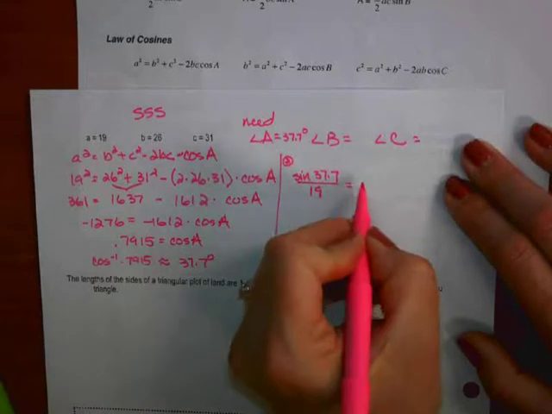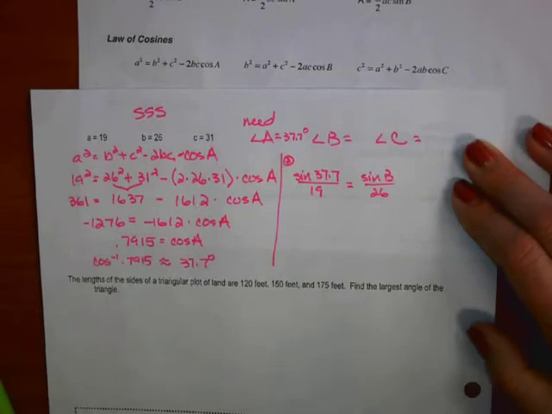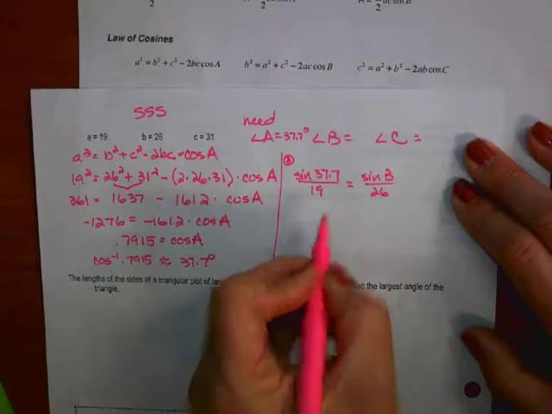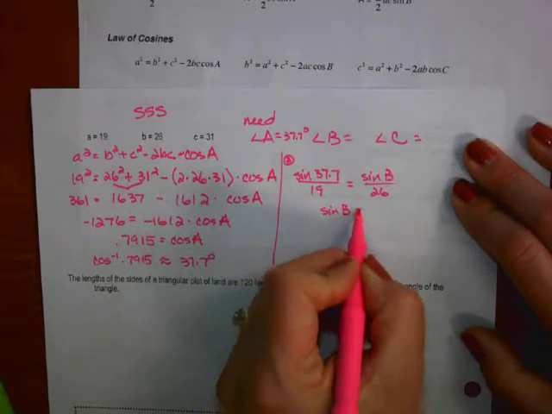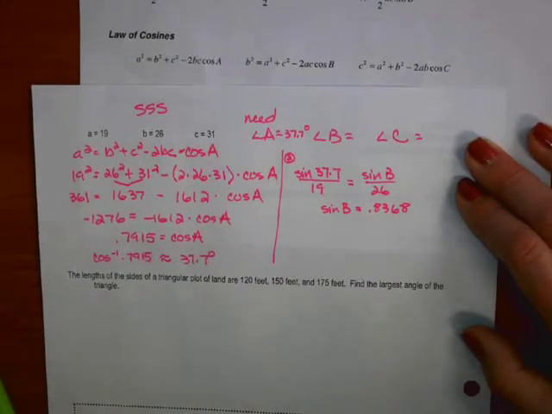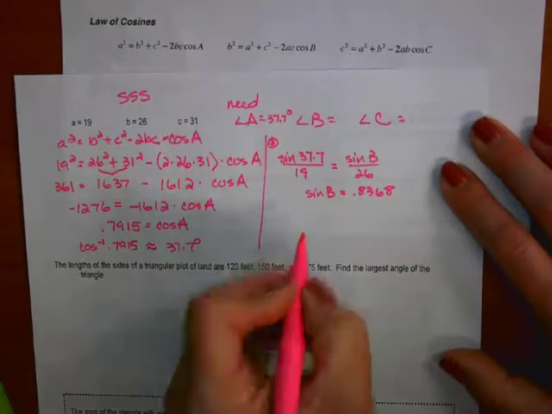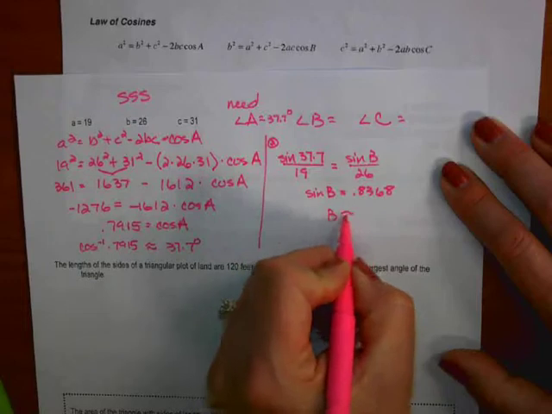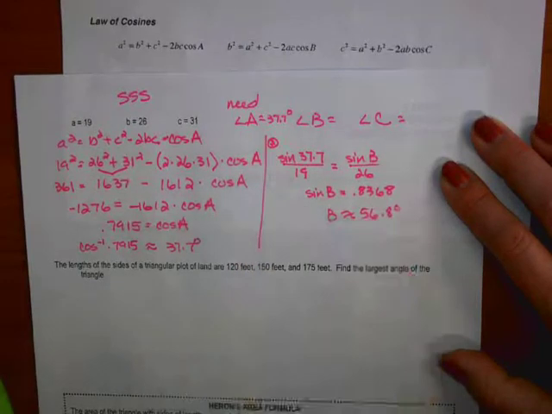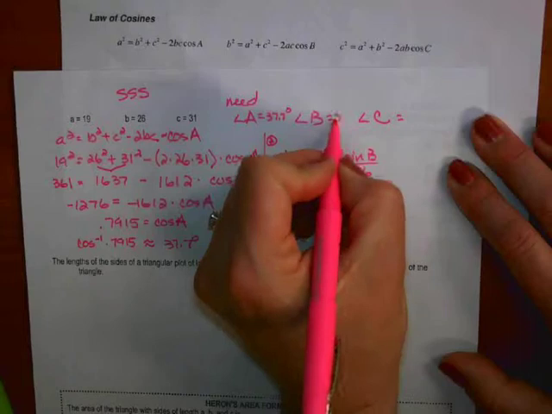It doesn't matter. Let's just do B. The sine of B over 26. When you cross multiply all that stuff, you get the sine of B is equal to 0.8368. My ratio is not bigger than 1, so I can find the angle. It would be approximately 56.8 degrees. Is that what you guys got? Hopefully.